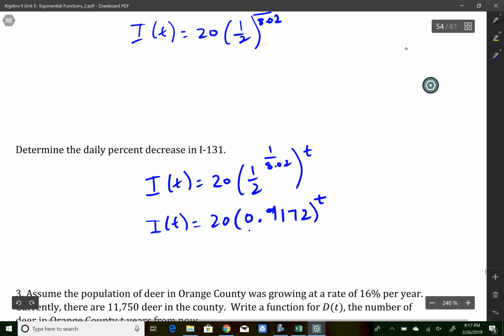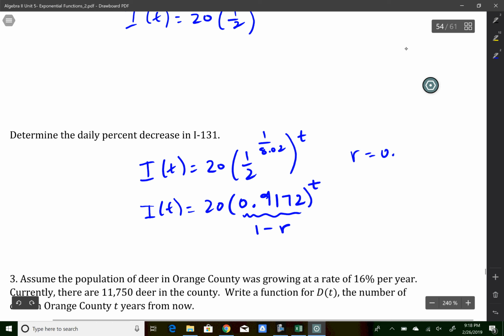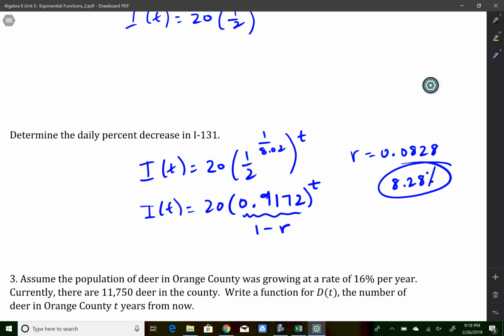Now, this right here represents 1 minus the daily percent decrease. So if I want to figure out what r is, I got to do some math here, right? So I got to figure out how far is this 0.9172 number from 1. So if I do 1 minus 0.9172, I get a rate of 0.0828, or about 8.28% per day. So what that's saying is every day this value goes down about 8%.